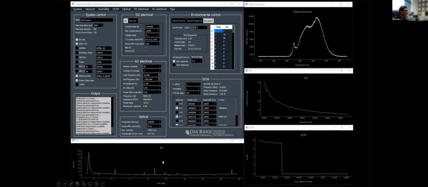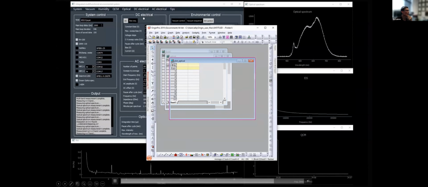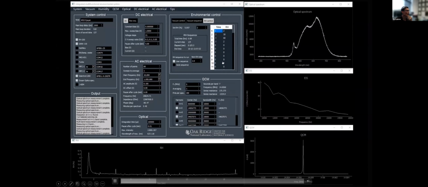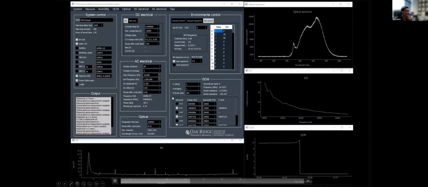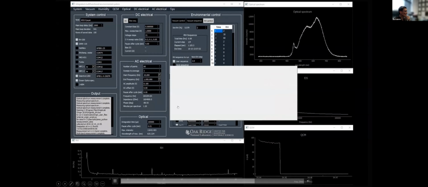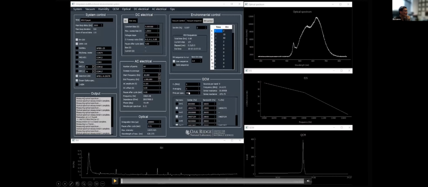This is an example of software which simultaneously runs DC experiments, electrical measurements on a film, while changing environments. It also runs AC experiments, and we're simultaneously running the QCM or viscoelastic probing. Viscoelastic and gravimetric measurements on the same film, while also measuring the optical response of the film.